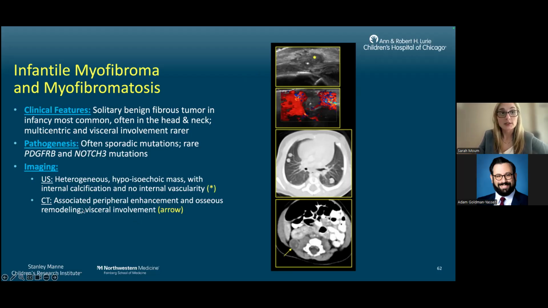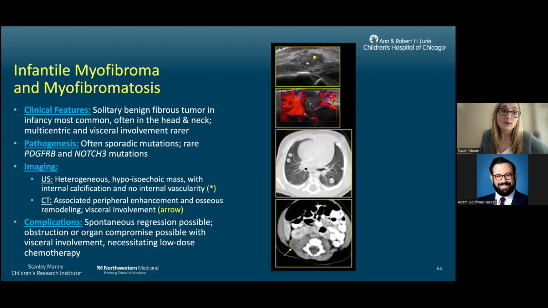This patient had another lesion that was identified in one of their extremities, and they went on to get a CT for further characterization. They had multiple lung lesions, a couple lesions in the abdomen, and then there was a retroperitoneal lesion, shown here on the right. So this is a case of myofibromatosis with visceral involvement.